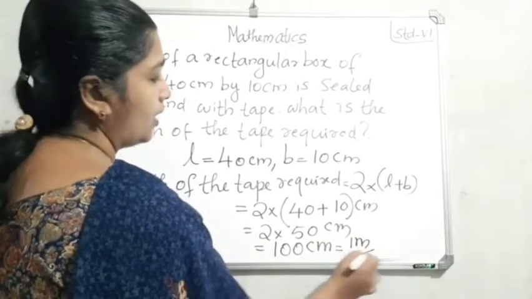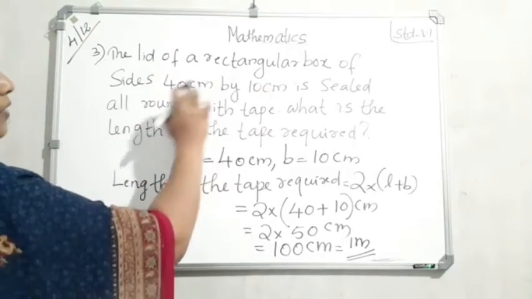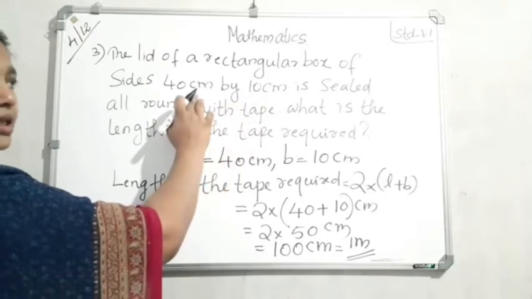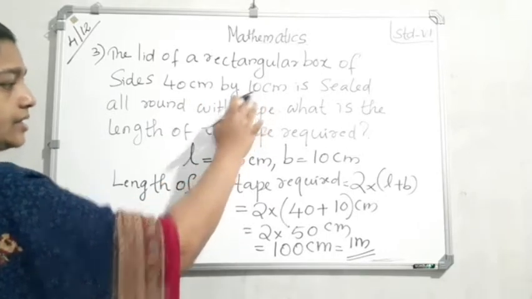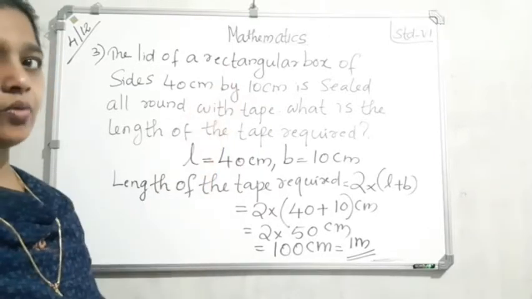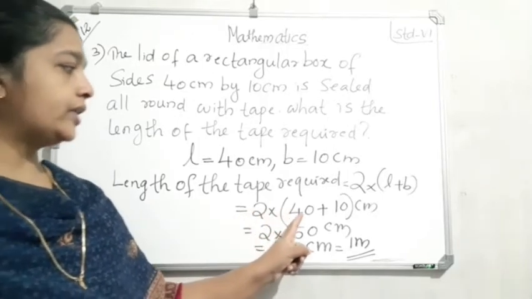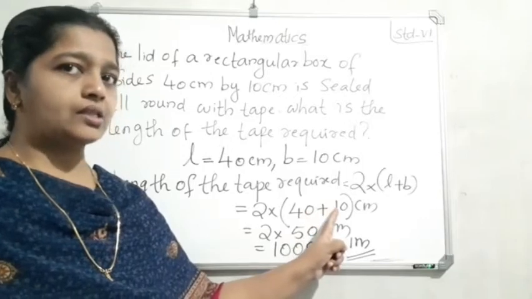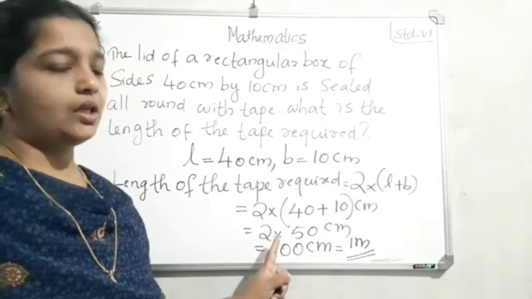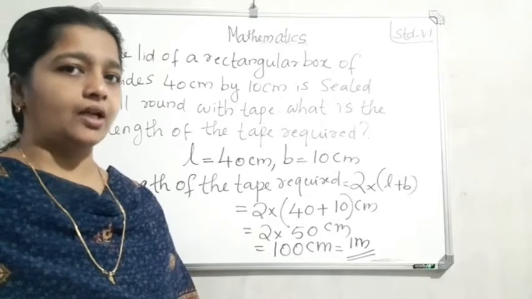1 meter. Once more, the lid of the rectangular box has sides 40 centimeter by 10 centimeter. Length equals 40 centimeter, breadth equals 10 centimeter. Length of the tape required equals the perimeter, 2 into length plus breadth. First add these numbers, 40 plus 10 equals 50, then multiply by 2. 2 into 50 equals 100 centimeter, that equals 1 meter.